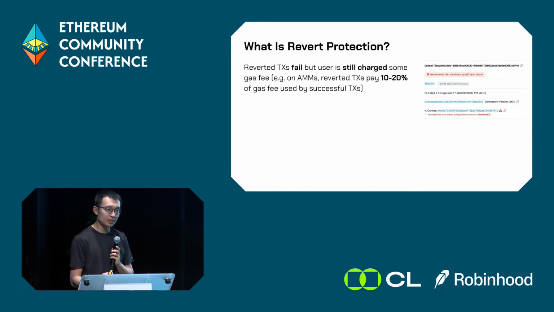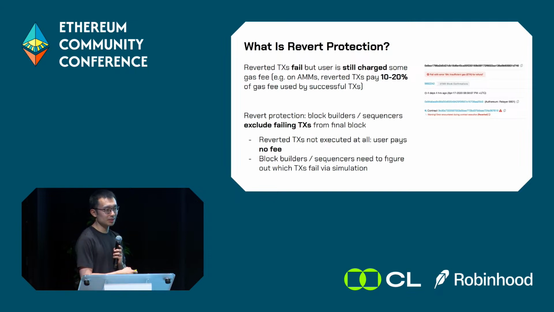So just for context, I think people are familiar with Revert, but to be explicit, it means when your transaction failed to execute on chain and it failed halfway through the execution, you as the user still have to pay some non-zero cost. And revert protection simply means that you are protected from this cost, and it usually is implemented at the block builder or the sequencer level, where this party would simulate your transaction and they would exclude it from the block if it sees that your transaction would fail in simulation. So essentially your transaction disappears instead of revert in a block.